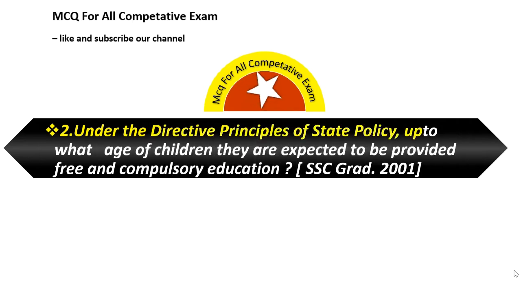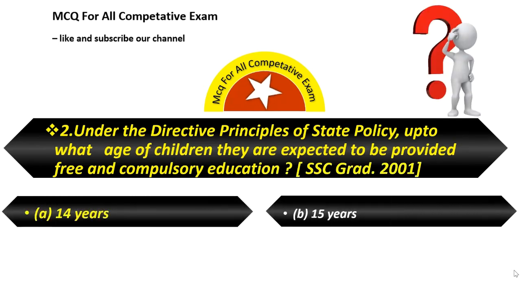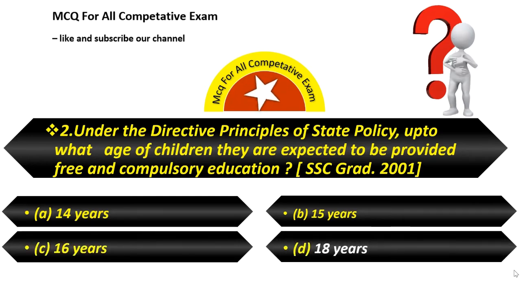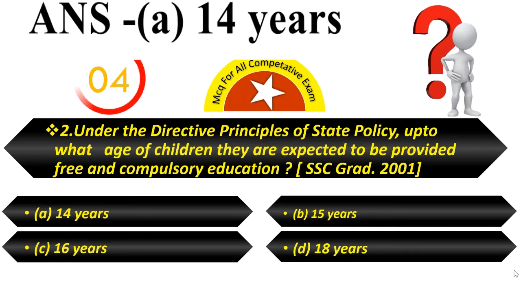Under the directive principle of state policy, up to what age of children they are expected to be provided free and compulsory education? Option A 14 years, option B 15 years, option C 16 years, option D 18 years. Answer is 14 years.